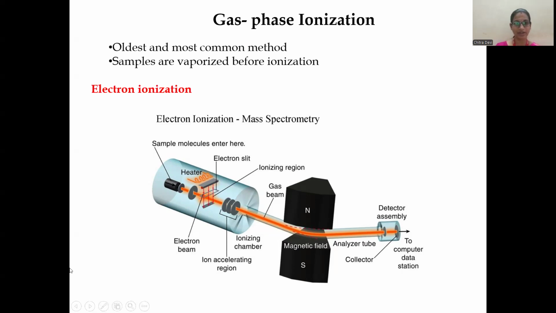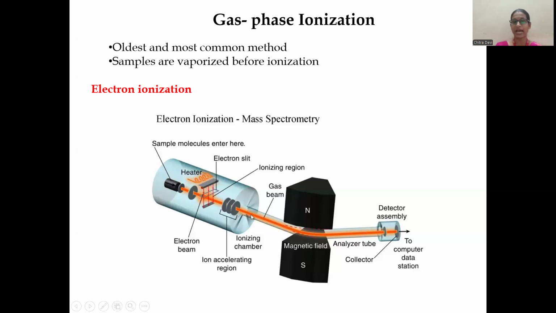In electron ionization, you can see an electron slit, and an electron beam is directed into the heated environment. Because of these high energy electron beams, all the vapors coming inside will be converted into ions. That is the main thing happening in the electron ionization technique. After that, it will produce ions.